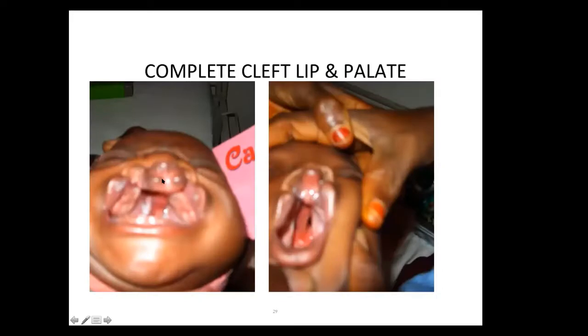Here we have a complete bilateral cleft lip and palate. You can see the proclined premaxilla. You can see it here. I can see that the cleft is through and through: the hard palate, the soft palate, the alveolus, the floor of the nose, everything is cleft.